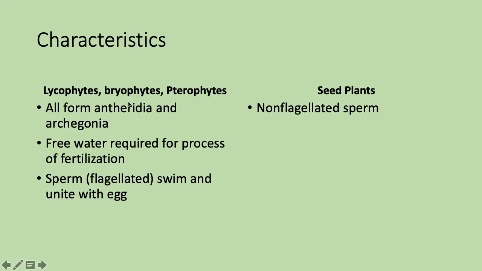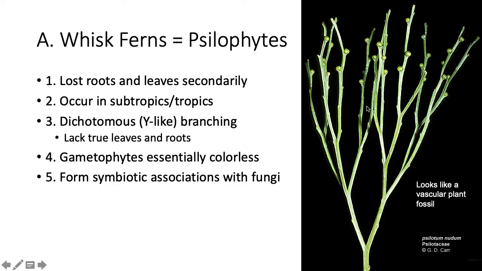Okay. So Lycophytes, bryophytes, and pterophytes all have antheridia and archegonia, so structures that form the female haploid cell and the male haploid cell. They still are kind of tied to water for the process of fertilization because their sperm are flagellated. So they are still tied to water, whereas when we talk about seed plants today, they are non-flagellated sperm.